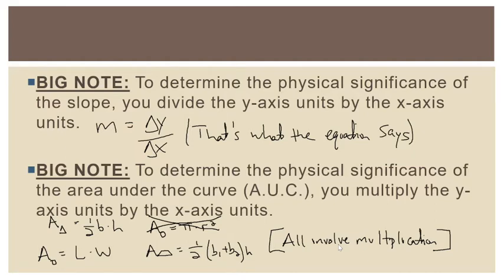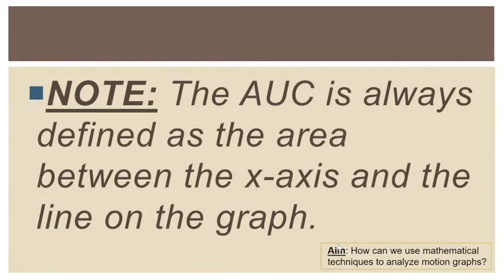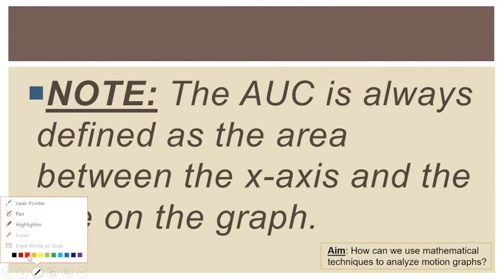Now, before we get into the particular graphs, I just want to give this one note here. This will come back into play once we actually do one of these problems for real. And so I will mention this explicitly, but it's super important to note. This is very, very important. The area under the curve is always defined as the area between the x-axis and the line on the graph. And that is always true. Super crucial for you to write this down.